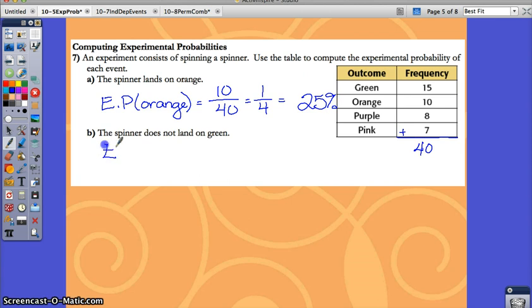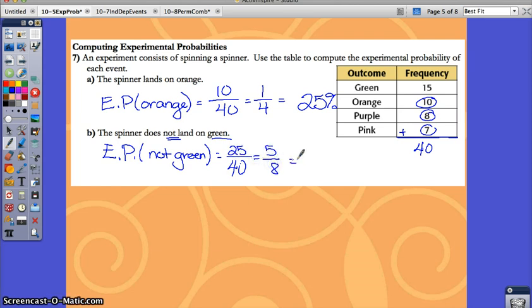What's the experimental probability that it does not land on green? So how many times did it not land on green? So how many trials did we run? Well, not green would be these three. 15 and 10 is 25. Reduce your fraction. And then you can also find your percent.